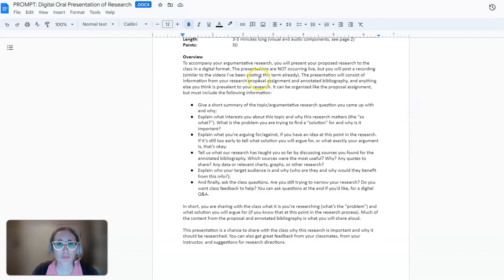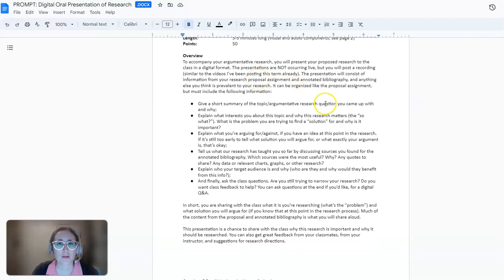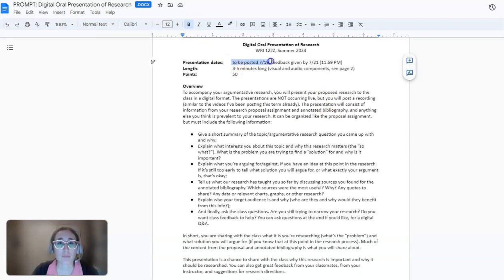So the digital oral presentation is to be posted by the 19th, and then you're giving feedback to a few people by the 21st, but I'll talk to you more about that at the very end. It's 3 to 5 minutes long in terms of the full presentation, and you have a few components. There's a visual component and then an audio component. We'll talk about that when we get to page 2, and it's worth 50 points.